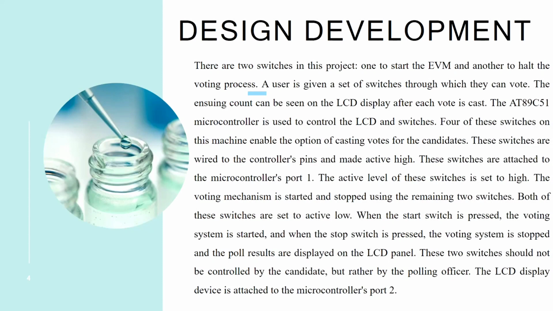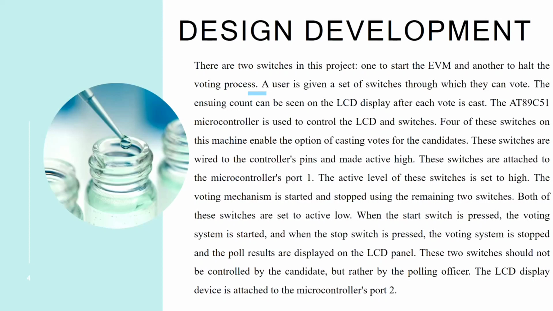The AT89C51 microcontroller is used to control the LCD and switches. Four of these switches on this machine enable the option of casting votes for the candidates. These switches are wired to the controller's pins and made active high. These switches are attached to the microcontroller's port 1. The active level of these switches is set to high.